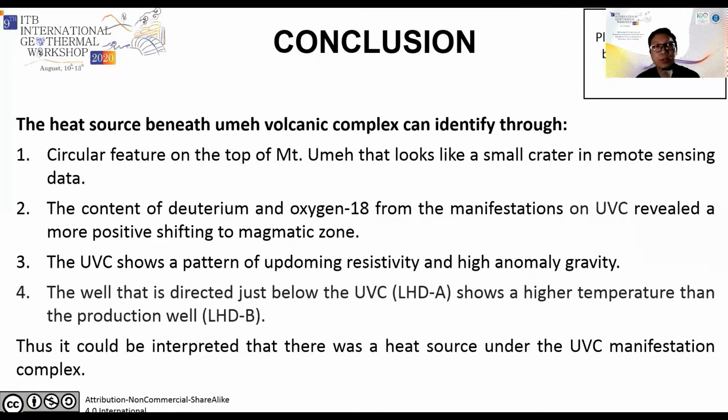And number two, the content of deuterium and oxygen-18 from the manifestations on UFC, TPS1 and TPS8 shifts to the magmatic zone. And number three, there is an updoming pattern in resistivity and a high gravity anomaly beneath Umeh volcanic complex. It means this location possibly has an additional heat source.